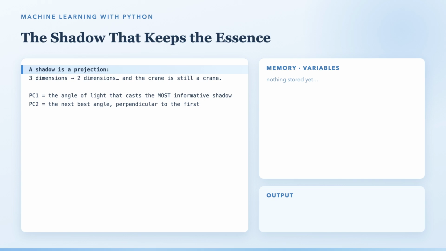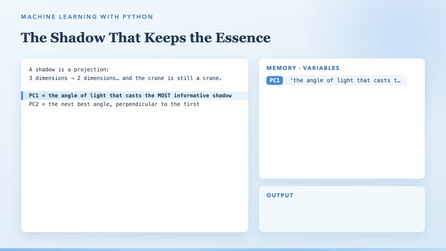But notice, the angle matters. Turn the crane the wrong way, and the shadow becomes a blob. The story is lost. Turn it just right, and the shadow keeps almost everything. PCA searches for that angle, the direction of light that casts the most informative shadow of your data. That direction has a name, principal component 1. Then it finds the next best angle, at a perfect right angle to the first. Principal component 2, not chosen by us, found by the mathematics of the light.